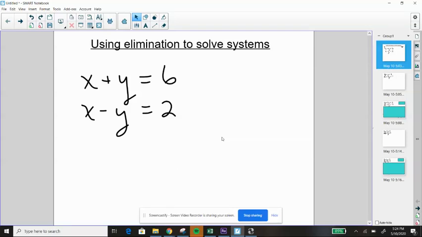You just learned how to use substitution to solve systems. There's another method called elimination that is sometimes easier depending on how the equations look. In this case, the x's and the y's are on one side of the equation and the numbers are on the other. And there's this magical method that's super cool.